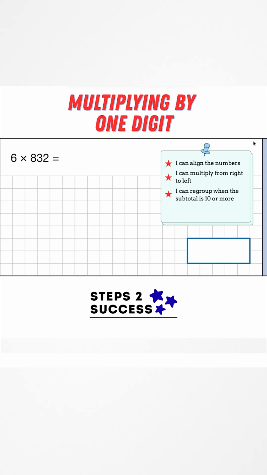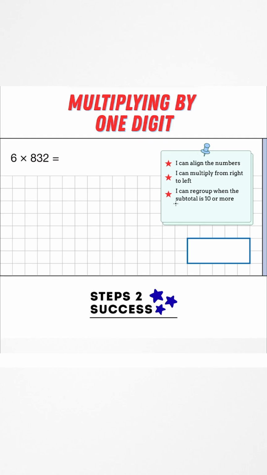Let's learn how to multiply a 3-digit number by a 1-digit number. This is Steps to Success. In this previous SATs paper, we have 6 times 832. Our success criteria, our steps to success, are: I can align the numbers, I can multiply from right to left, and I can regroup when the subtotal is 10 or more.